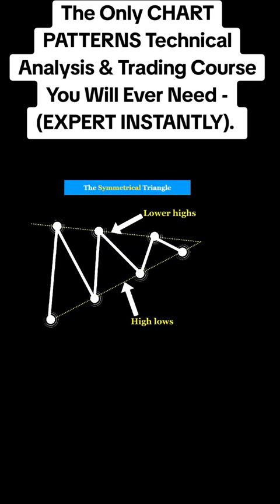The pattern reflects a tightening range. As buyers and sellers battle for control, price gets squeezed into the apex of the triangle. Now, the breakout direction gives the signal. A break above the upper trend line signals a bullish continuation. A break below the lower trend line may indicate a reversal to the downside.